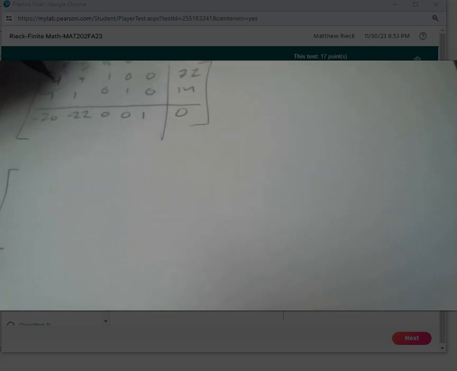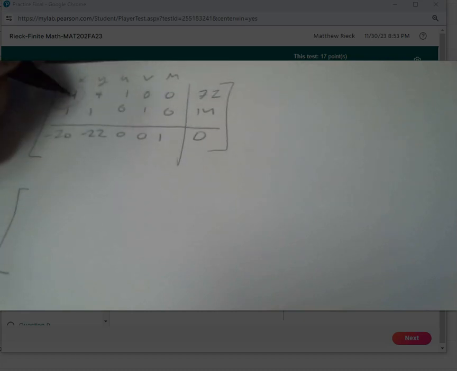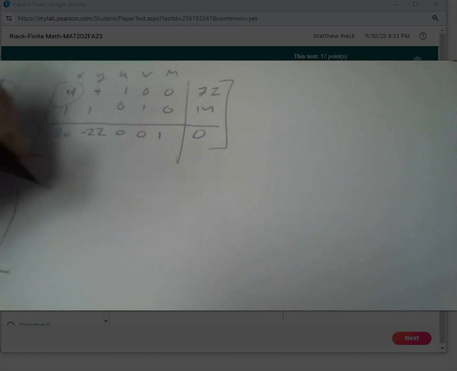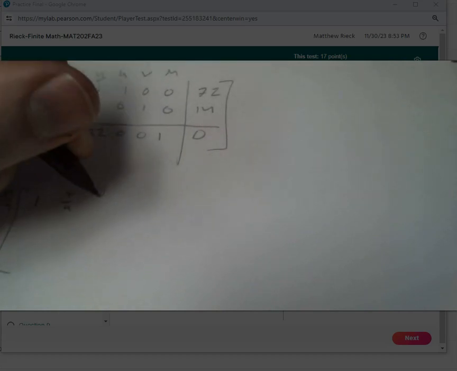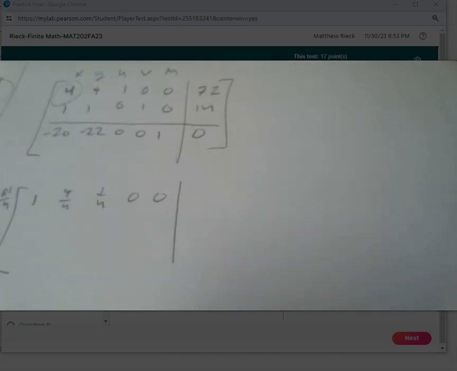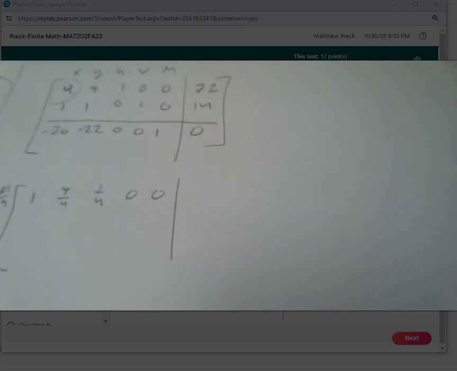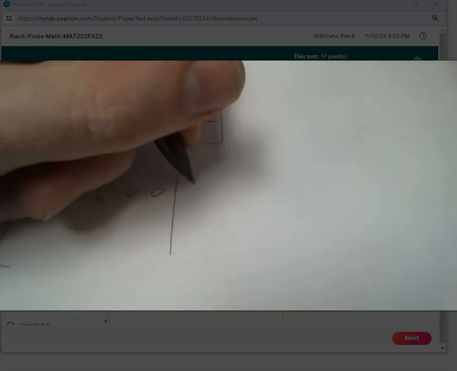To pivot means I want to get a 1 in that entry and a 0 everywhere else in that column. To start off, I'm just going to divide everything by 4 in this first row. So we multiply by 1 over 4. We get 1 there, 9/4, 1/4, 0, 0. And 72 over 4 is 18.